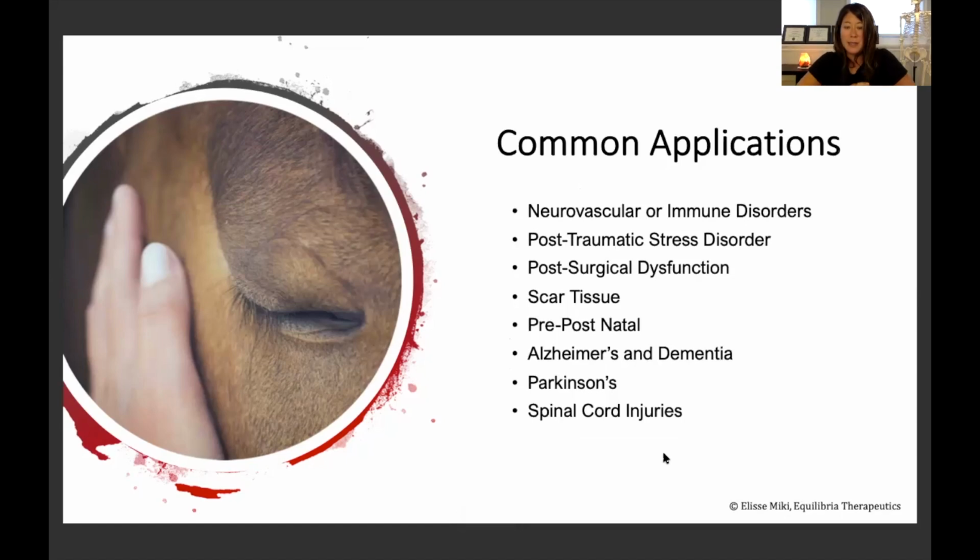Lastly, just some more examples. These ones are more human-based. So we have Alzheimer's, Parkinson's, spinal cord injuries. You'll notice that these are all part of the neurological group of disorders in humans. It is also used to treat pre and postnatally.